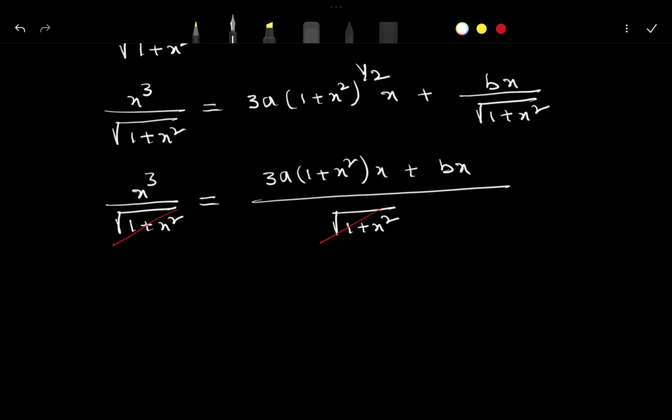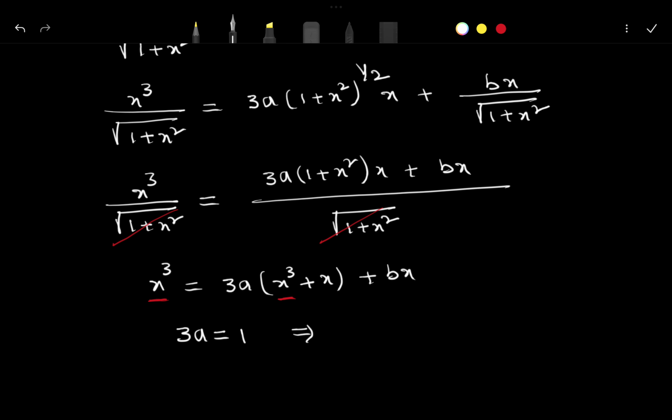Then we can write 3x cube is equal to 3a into x cube plus x, plus b into x. Now comparing the coefficients of like terms on both sides. First compare the x cube coefficient. The x cube coefficient on the left hand side is 1 and on the right side is 3a. Therefore 3a is equal to 1. This is the coefficient of x cube.